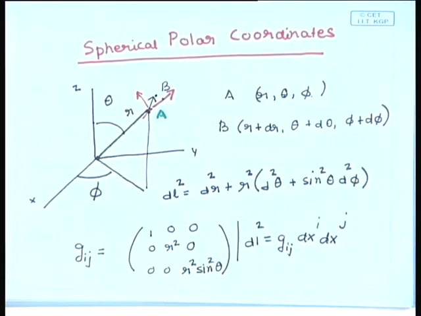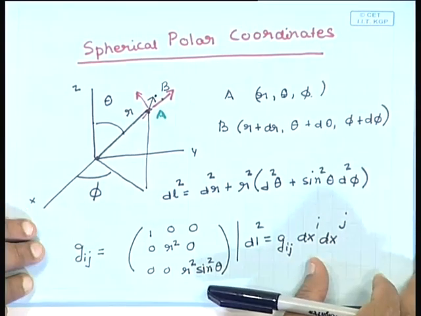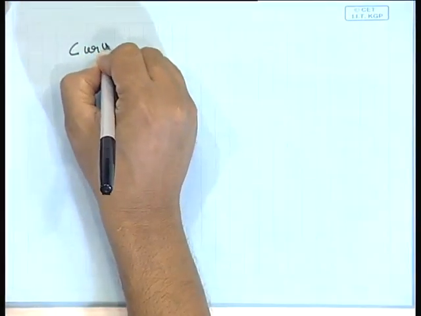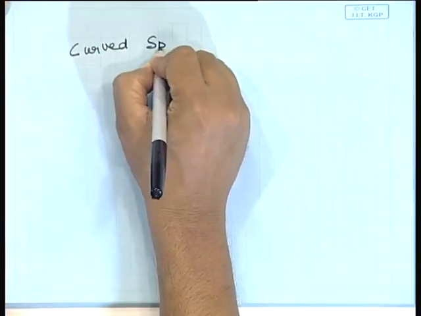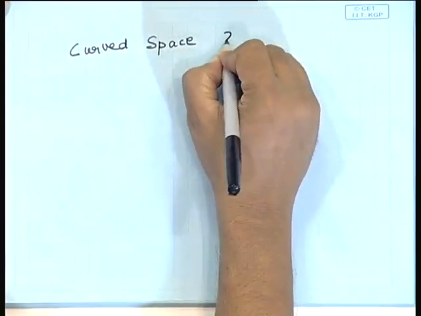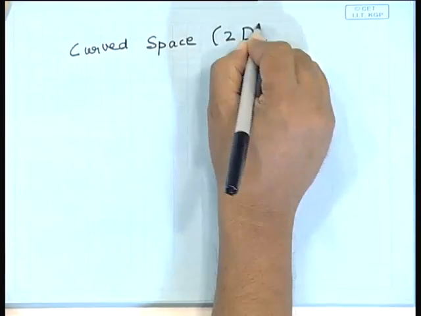Okay, so this is a situation where you have a flat space, but you have a curved coordinate system. Now let me consider a different situation where I have a curved space. Now a curved space, the simplest example would be in 2 dimensions. So let me consider the surface of a sphere. So a curved space in 2 dimensions, a 2-dimensional curved space, not 3.